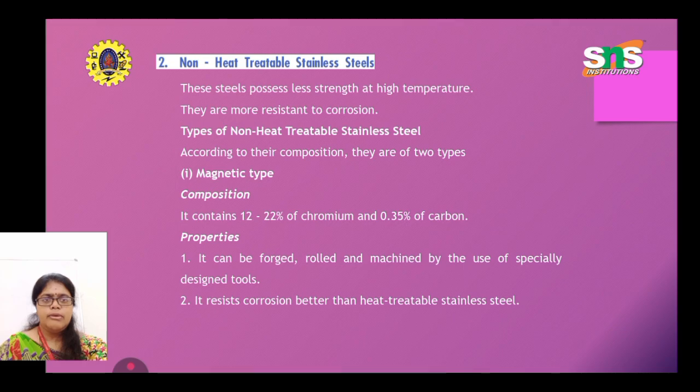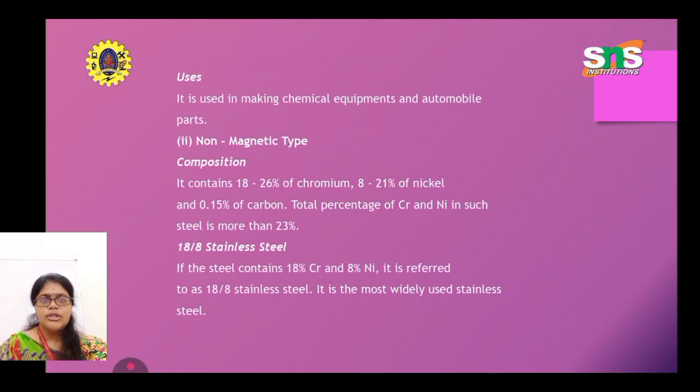Properties: it can be forged, rolled and machined by the use of specifically designed tools. It resists corrosion better than the heat treatable stainless steels. And the uses of this type of steel are in making chemical equipments and automobile parts.